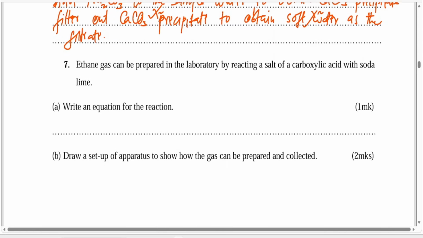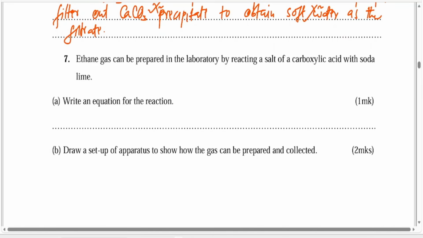Question number 7. A gas can be prepared in the laboratory by reacting a sodium salt of a carboxylic acid with soda lime. Write an equation for the reaction. We need to understand that the gas is an alkane. Alkanes are prepared in the laboratory by reacting soda lime with the appropriate sodium alkanoate. So how do we choose the most appropriate sodium alkanoate? We choose the preceding alkanoate in that group of alkanes.